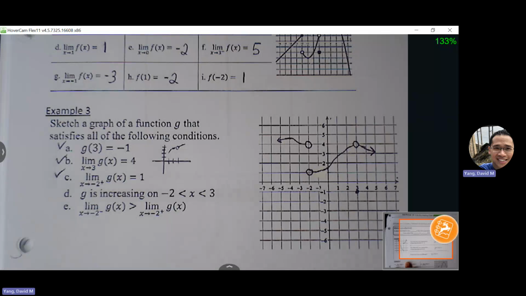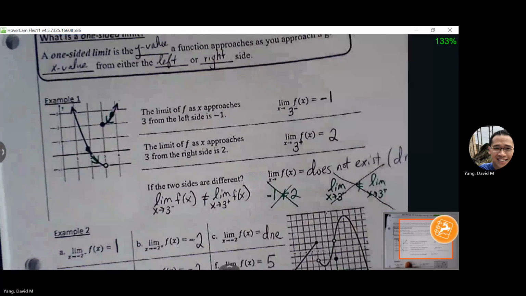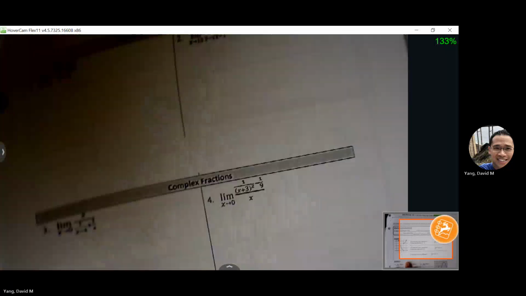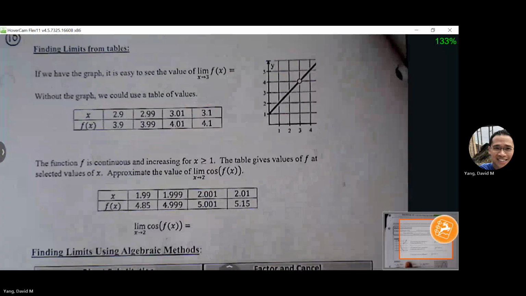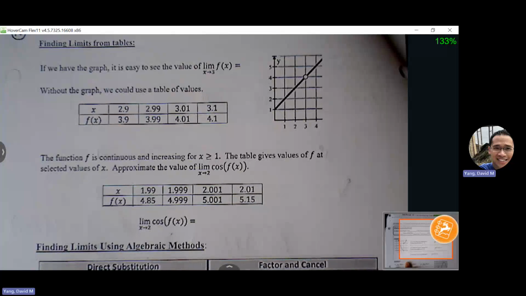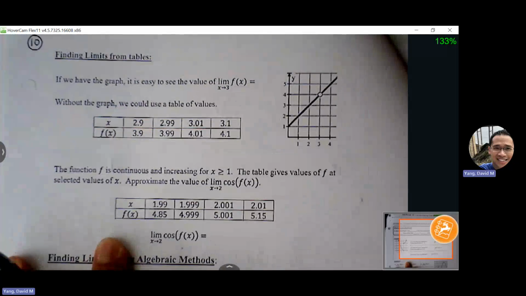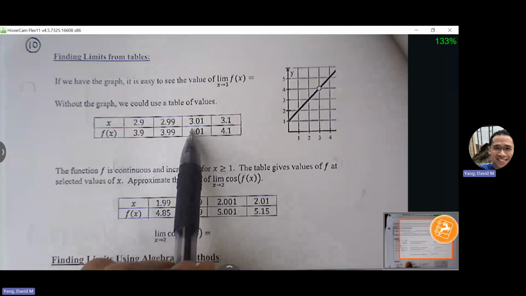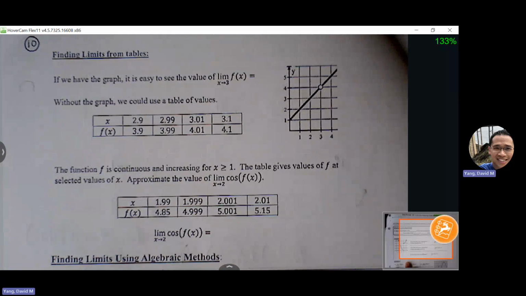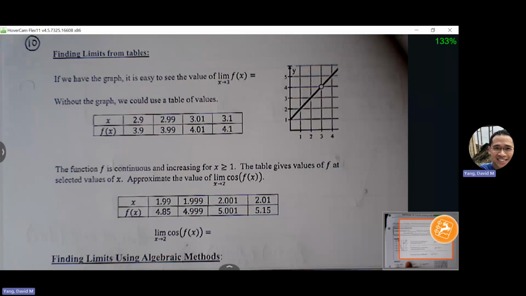Okay, next page. Like we briefly talked about with the AP practice problems, if we are looking at a table of values, we want to look at the y values. If we see the y value is headed towards the same y value, then we know the limit exists, even if that ordered pair at that target is living elsewhere.